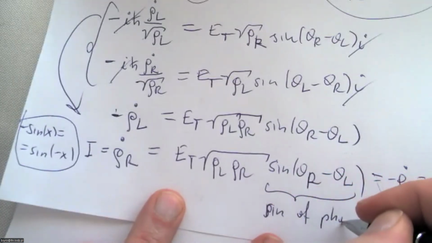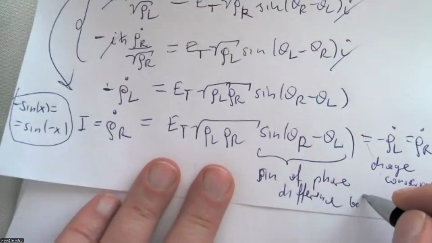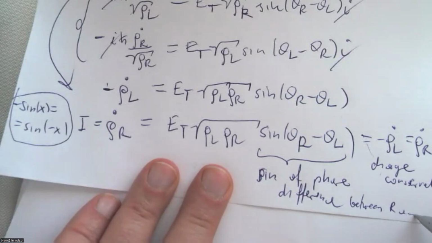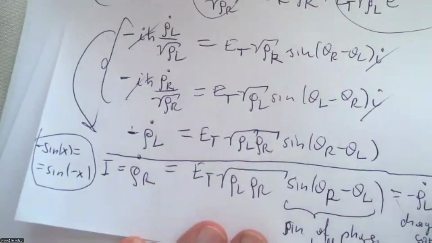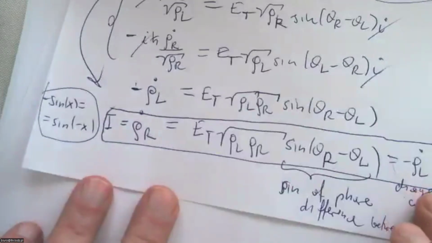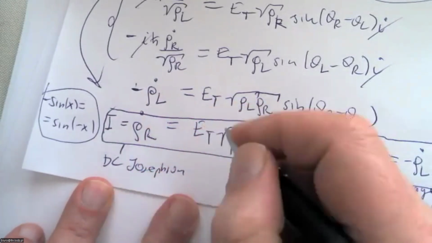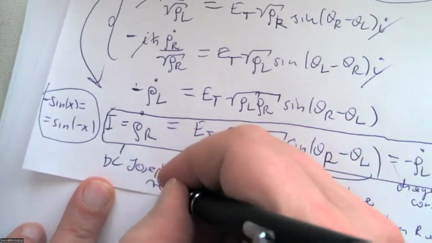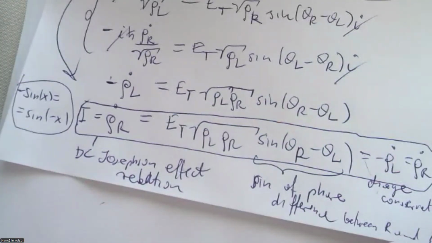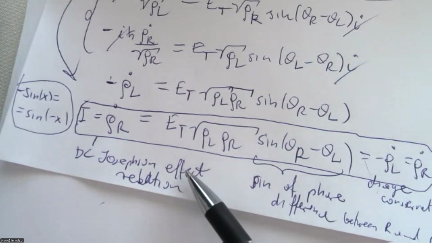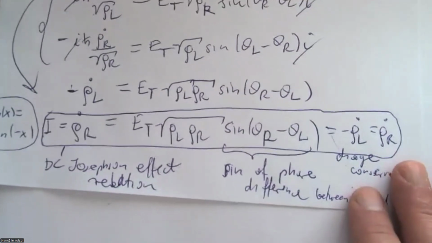So you see the current flow, the change of density, is proportional to the sine of the phase difference between R and L. Do you see that? So this is actually the relation which I derived. This is the DC Josephson effect relation. So if you have zero phase difference between the left and right superconductor, there is no chance there could be current flow.